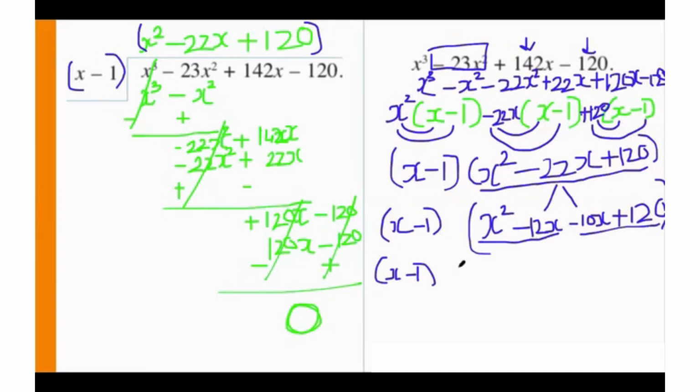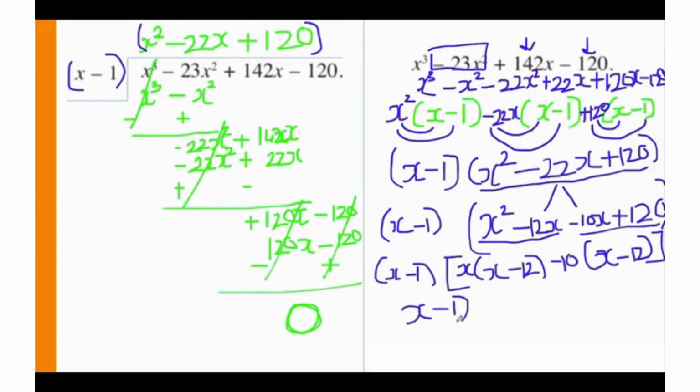Okay, so here x comes out common and x minus 12 remains inside, and minus 10 comes out common, and x minus 12 remains inside the bracket. And so the three factors are x minus 1, x minus 12, and x minus 10. And this is how you factorize the cubic polynomials using the factor theorem.